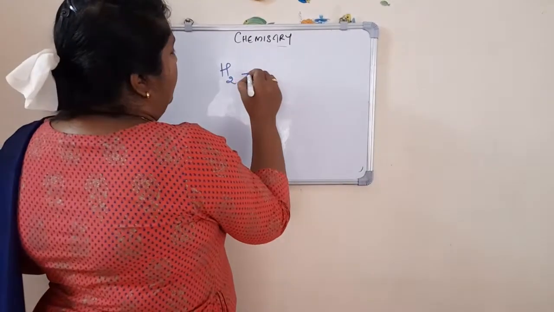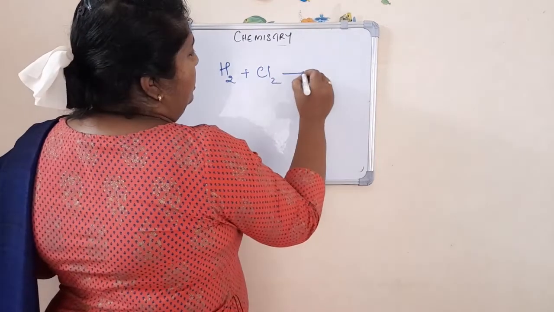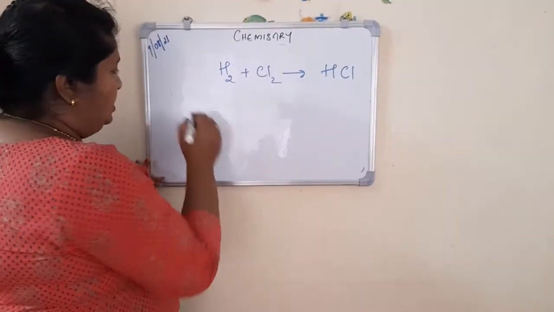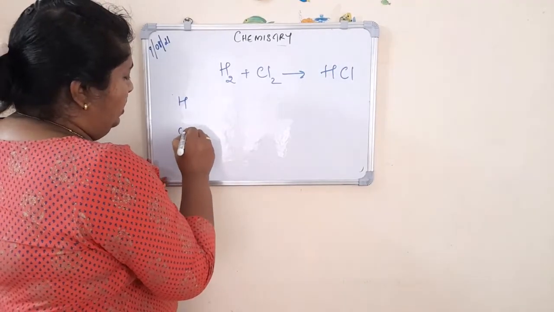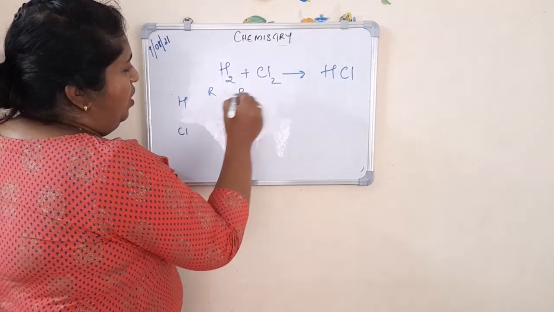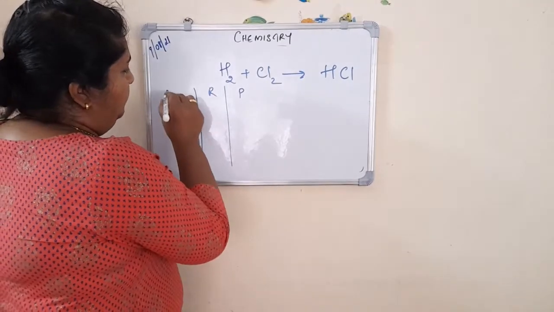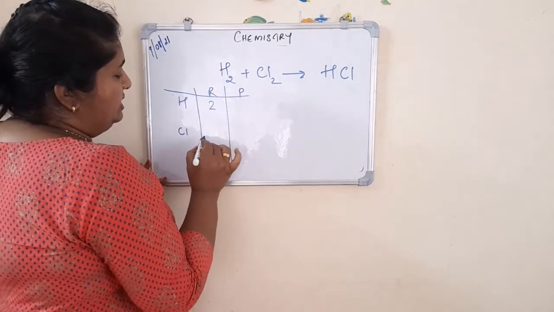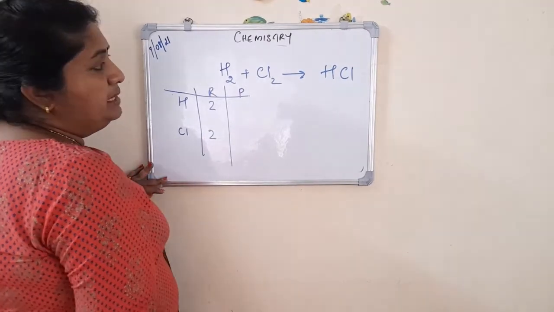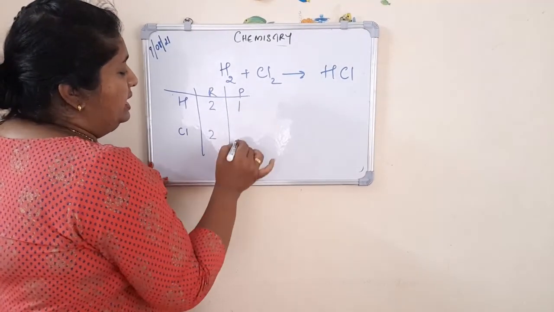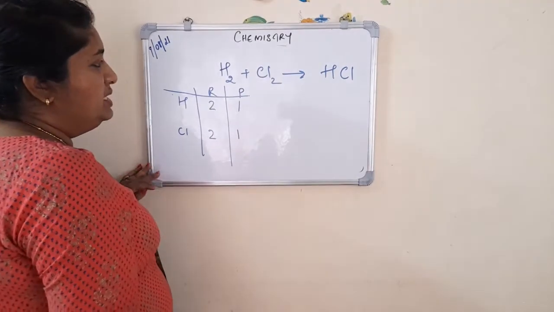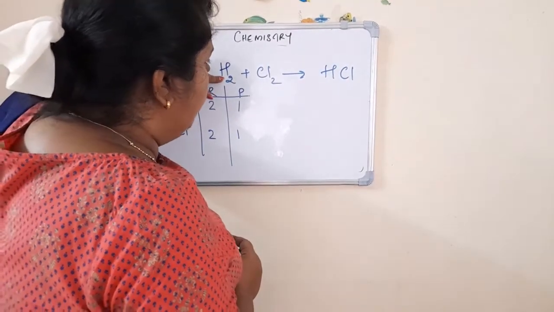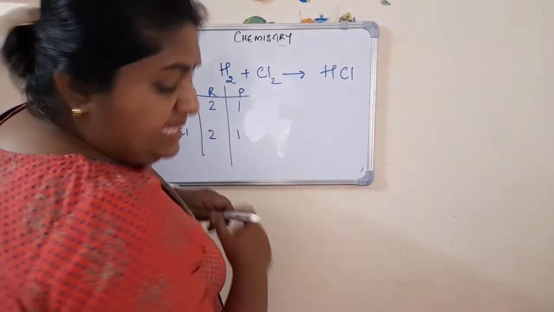Now, H2 plus Cl2 gives HCl, and they are asking you to balance it. So what will you write? Hydrogen and chlorine, reactants and products. Here in the reactant side, 2 hydrogen atoms, 2 chlorine atoms. What about the product? Only 1 hydrogen atom and 1 chlorine atom. So what will you do?